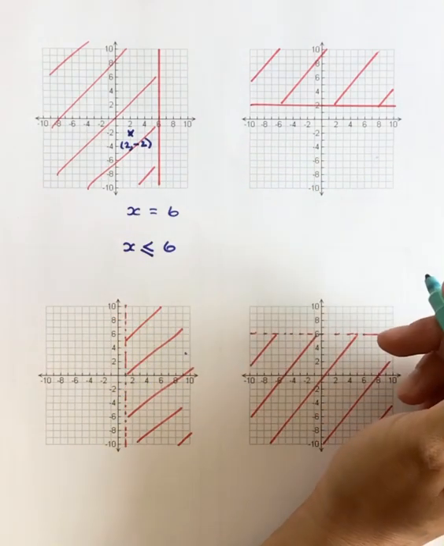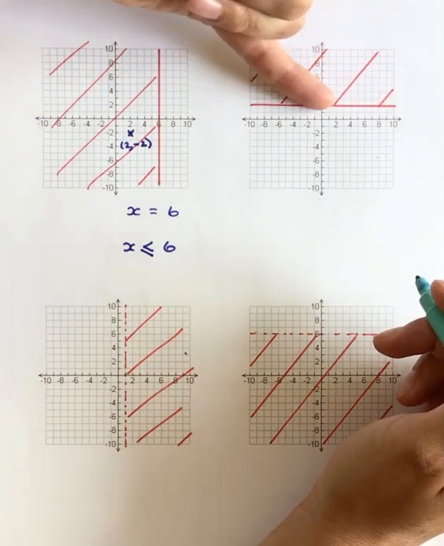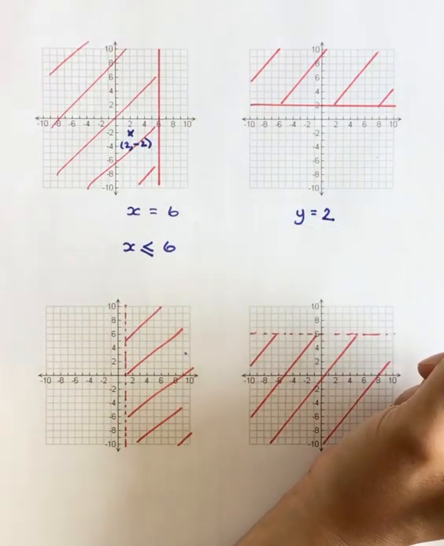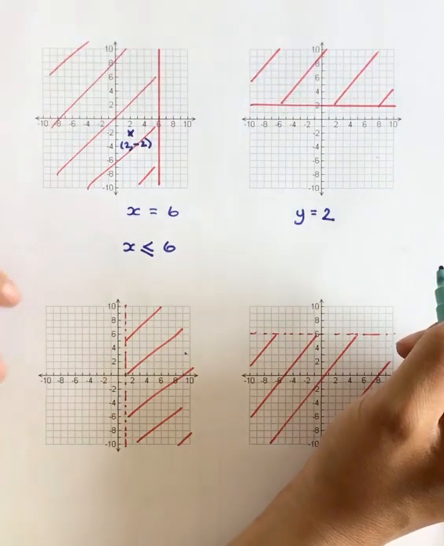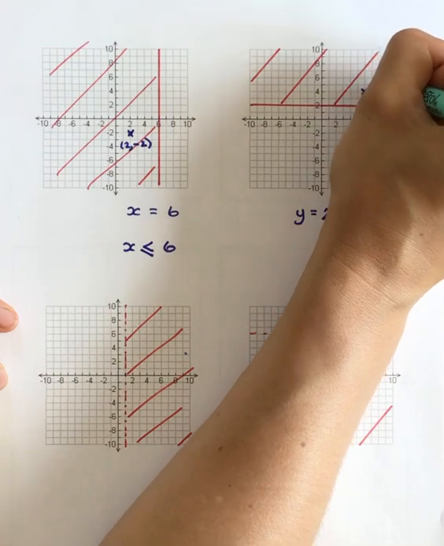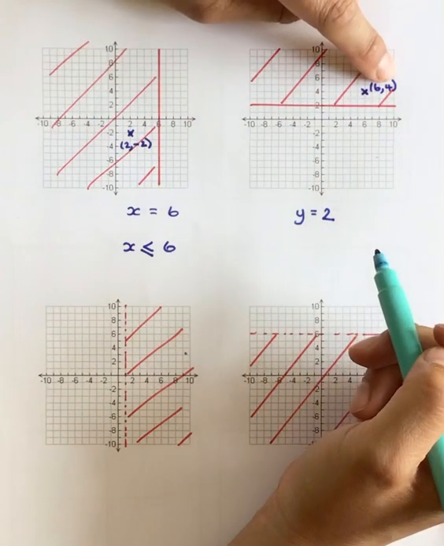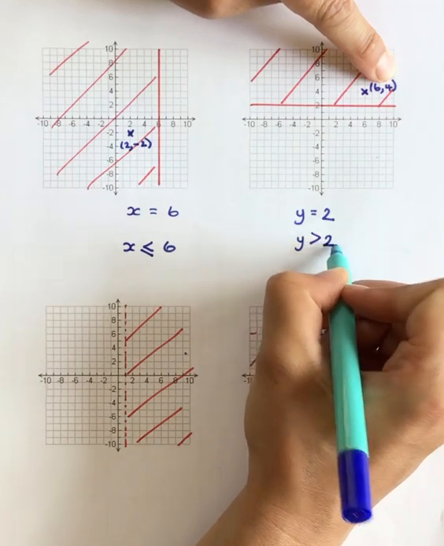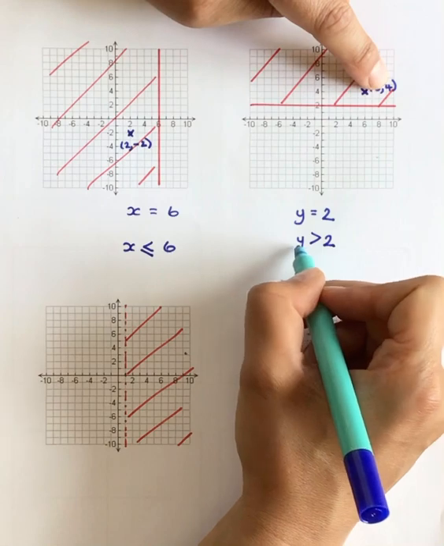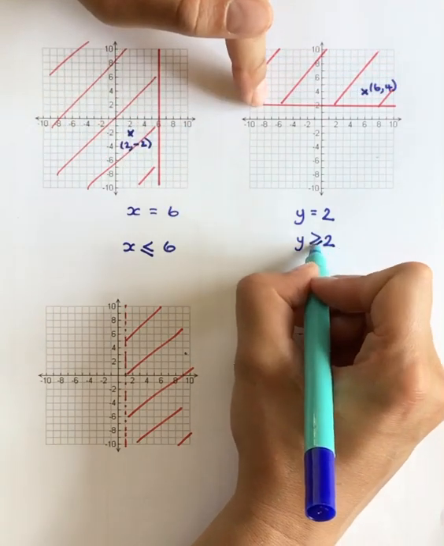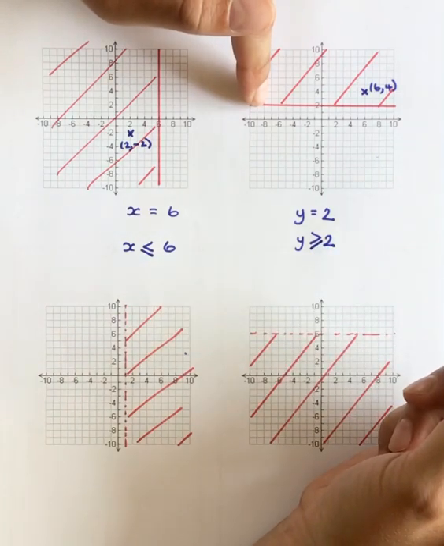Let's have a look at the second one. My boundary line is here. It goes through the y-axis at 2, so my boundary line is y equals 2. Let's see if my y-coordinates are bigger or smaller than 2. So pick a point. I've gone for this one here. It's the point 6, 4. My y-coordinate is 4, so that is bigger than 2. So my inequality is my y-coordinates are bigger than 2 in this region here. It's a solid line, so it's an or equal to question.